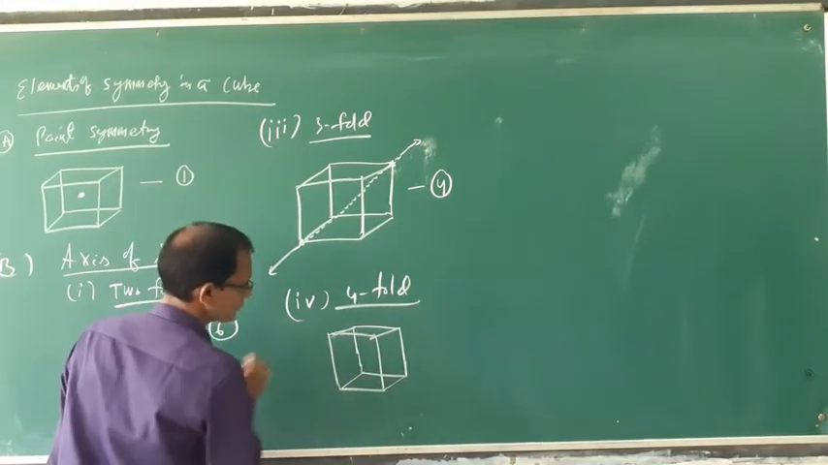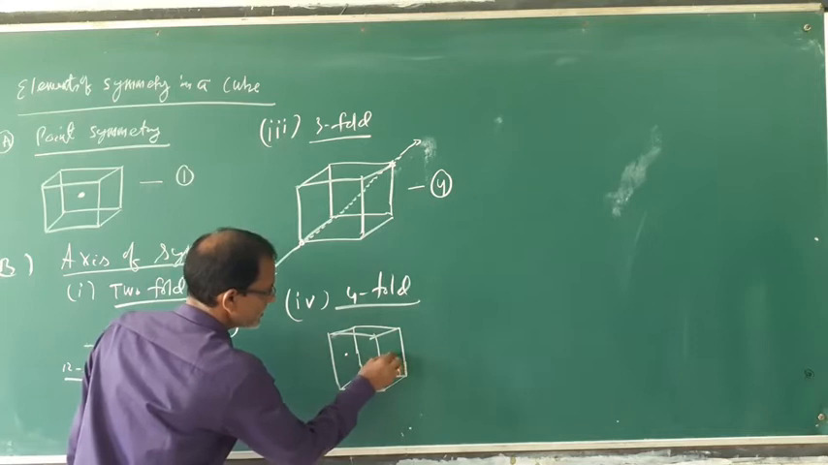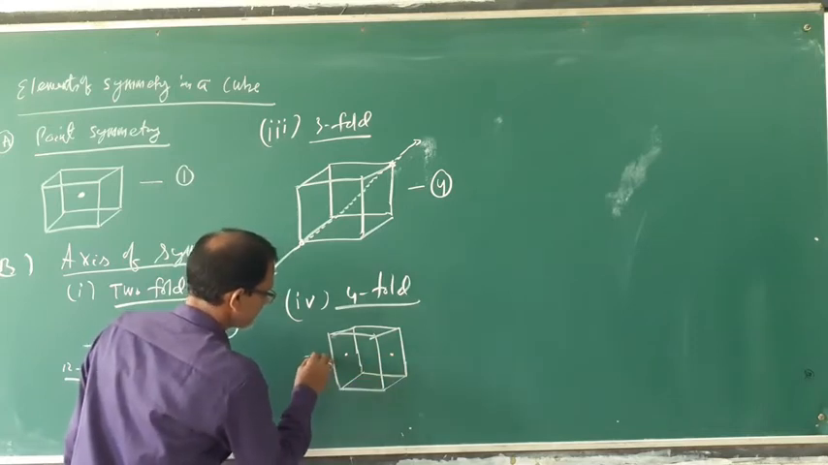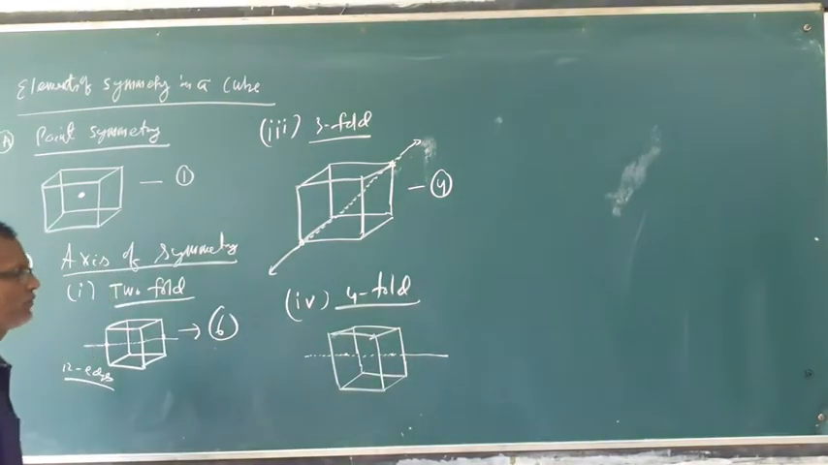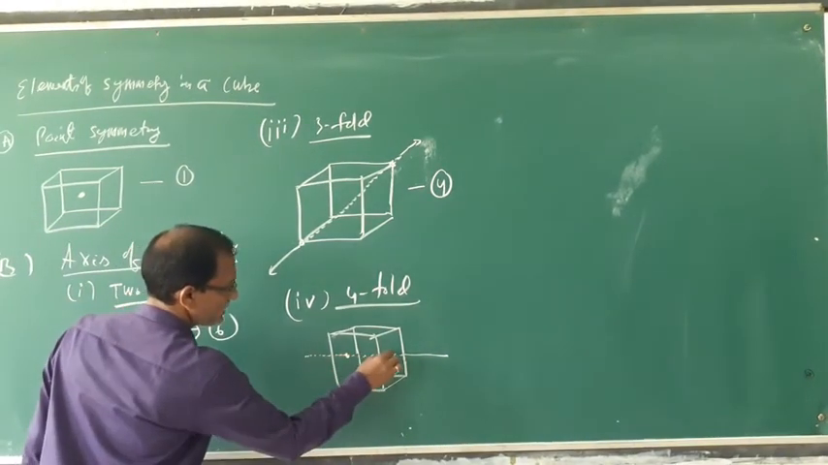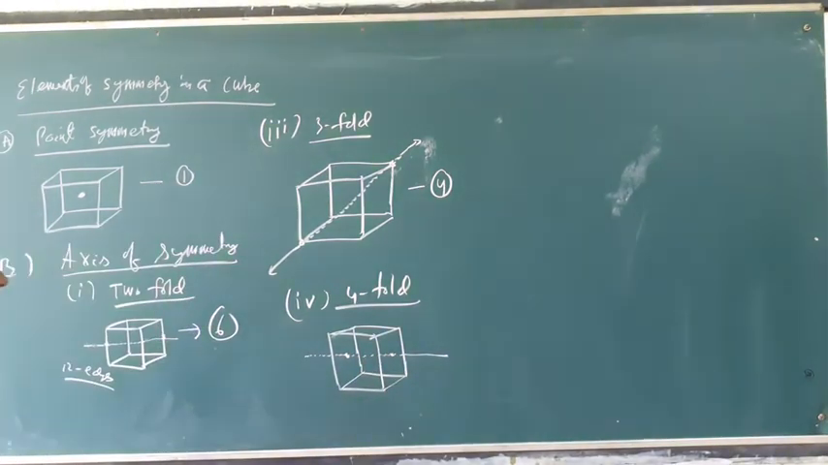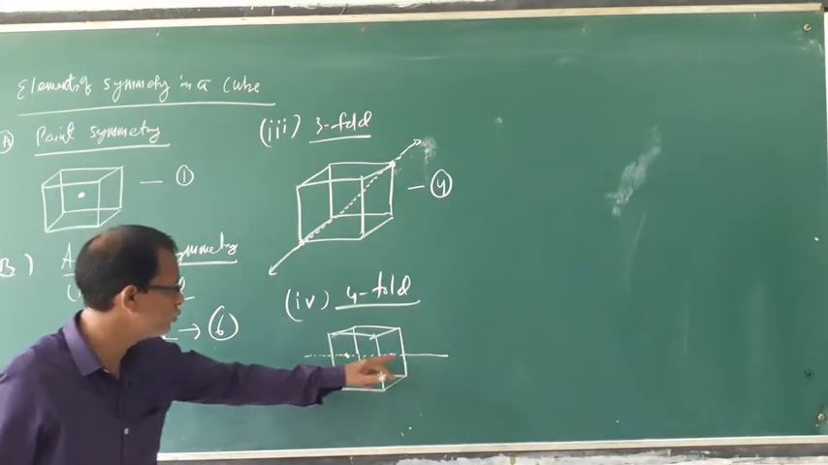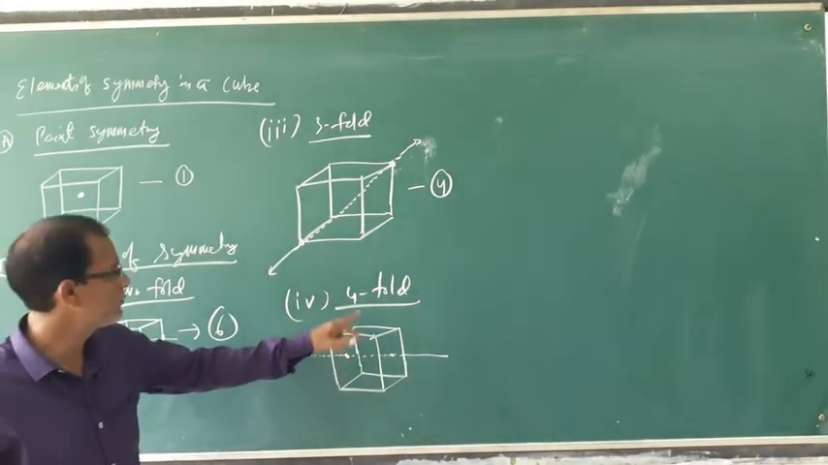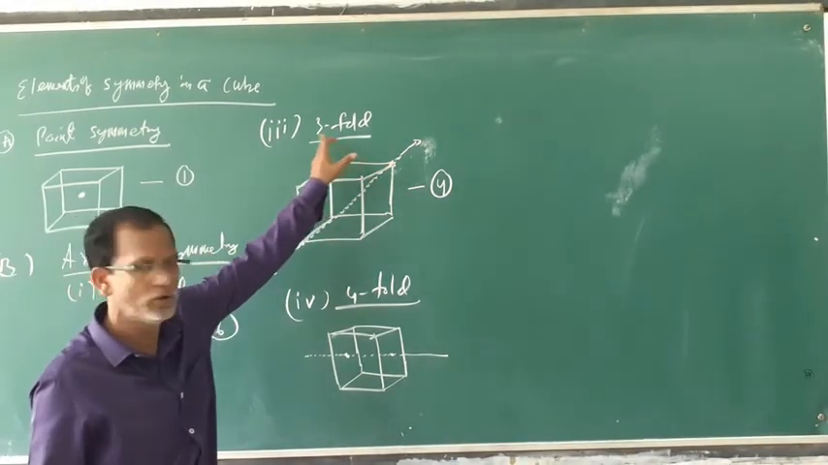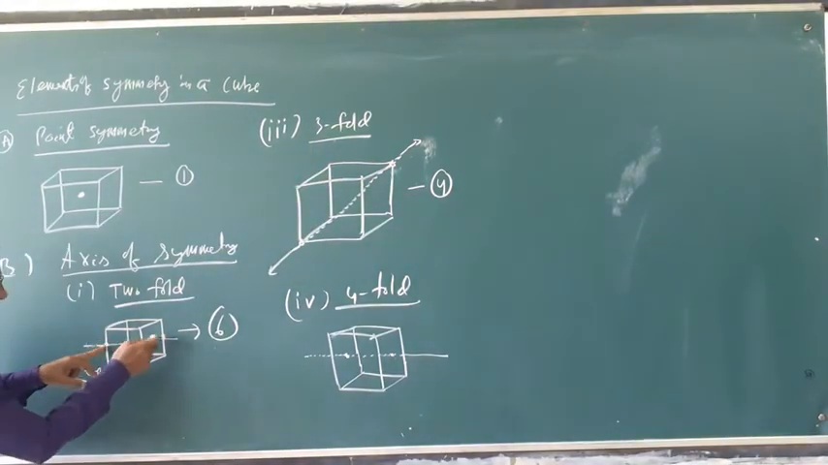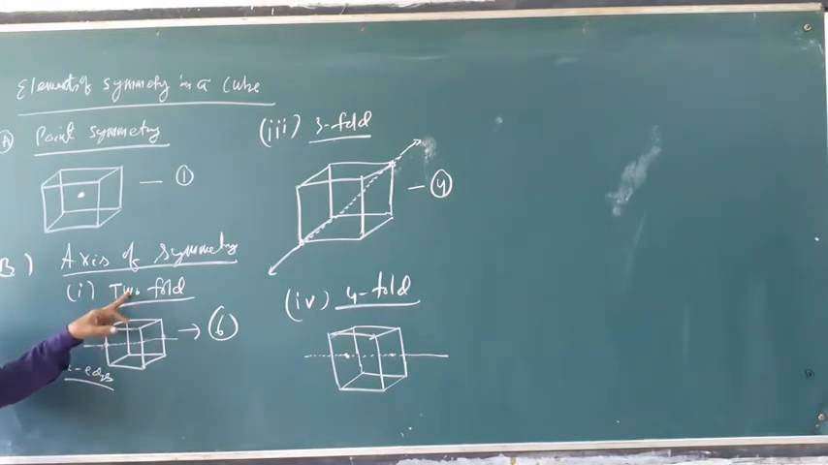Suppose this is the face, this is the face. Face to face. So joining a face to the opposite face, that is 4 fold. Joining two opposite corners, 3 fold. Taking two opposite edges, that is 2 fold.